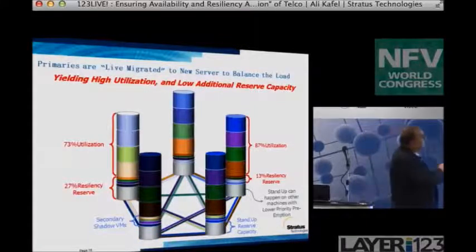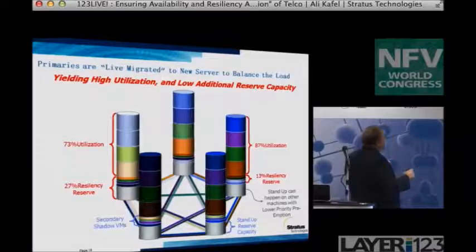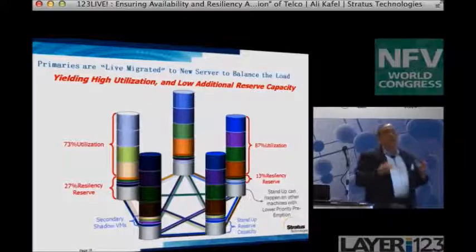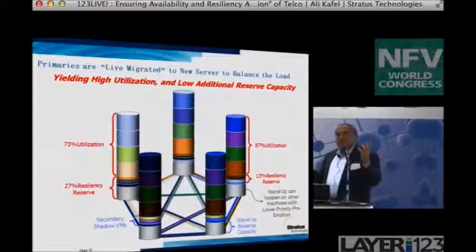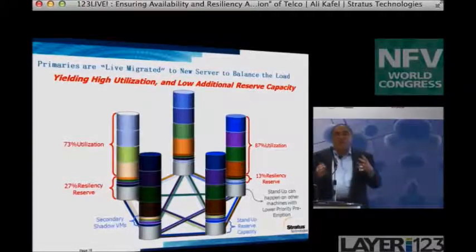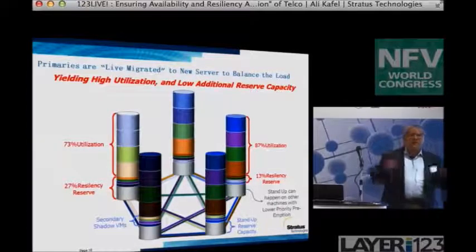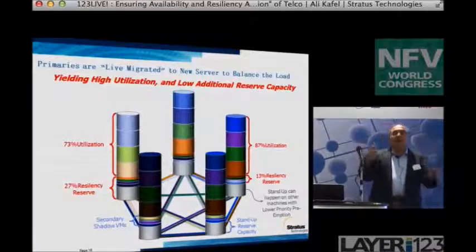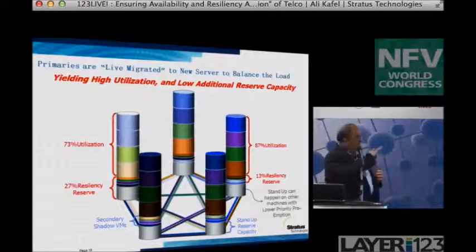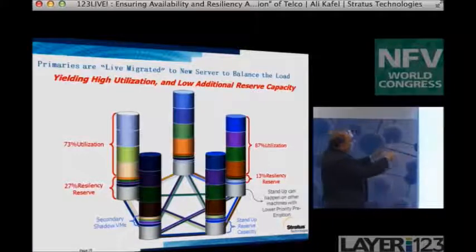So by doing this, by really having a secondary in a standby mode that only uses 6 to 10% of the resources, we're able to increase the utilization of every server. You've all heard, I think, John Donovan from AT&T has been very vocal about how the telco network is only about 45% utilized because of the 1+1 redundancy architecture. This model really increases that utilization from 45% to 73% or 87%, depending on how you design it.